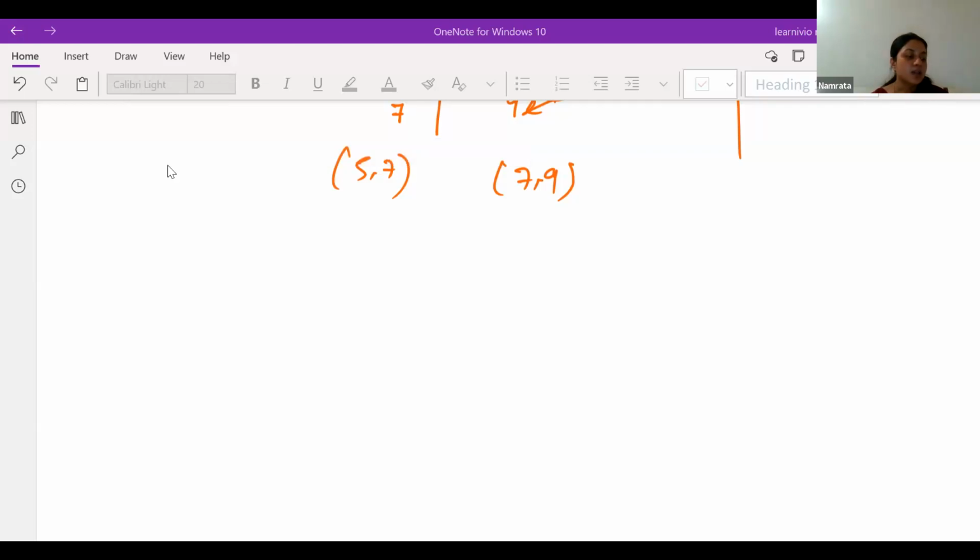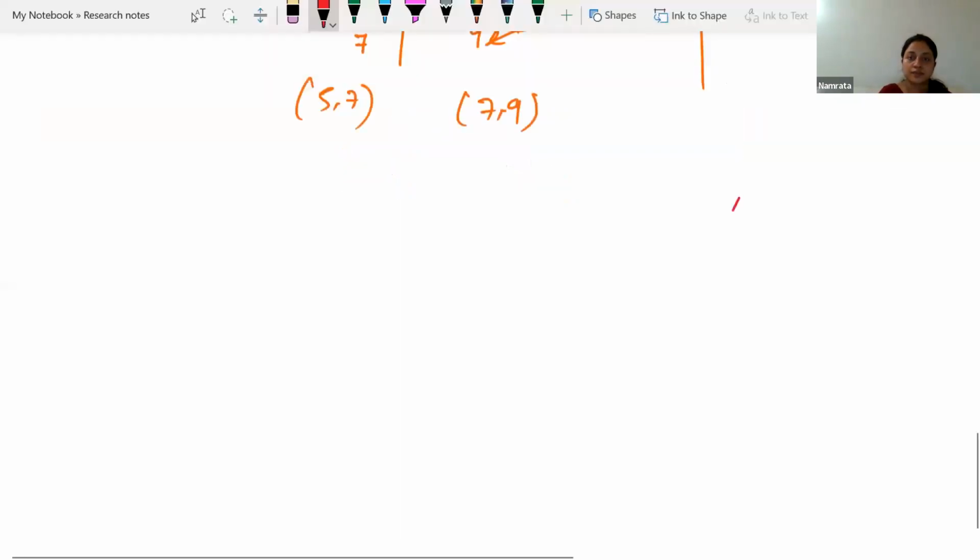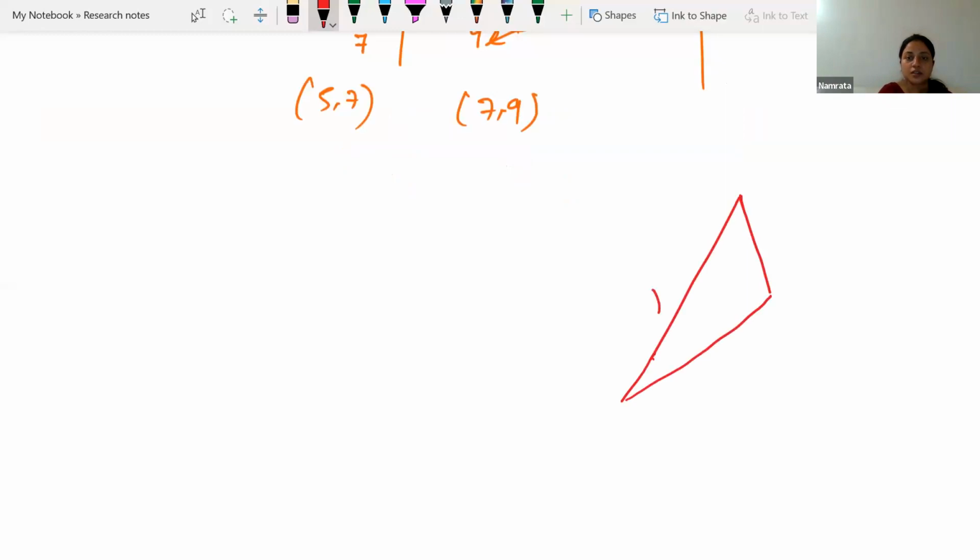Now the next question says the longest side of a triangle is 3 times the shortest side. Let me draw a triangle. I am going to say this one is the longest side. This one is the second longest. And this one is the shortest side. Now it says the longest side of a triangle is 3 times the shortest side. And third side is 2 centimeters shorter than the longest side.